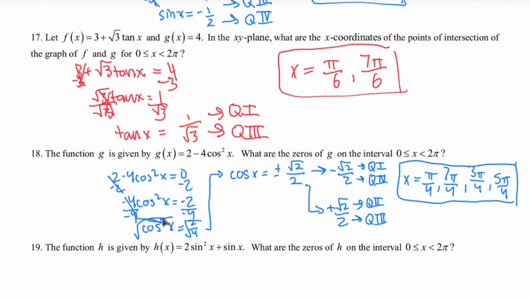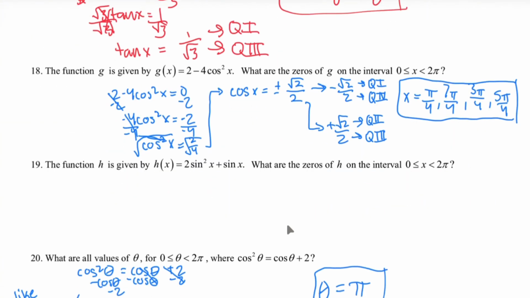Every time you square root something when you're solving, you gotta add the plus or minus. So cosine of x can equal negative square root of 2 over 2, or positive square root of 2 over 2. And then that was literally every single quadrant, and it was all the values that have a denominator of 4, because the denominator of 4 has a cosine of that value. Alright, so number 19.